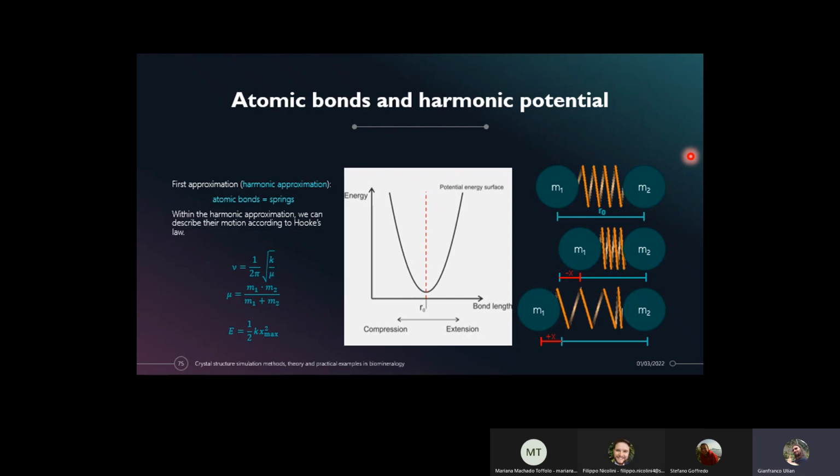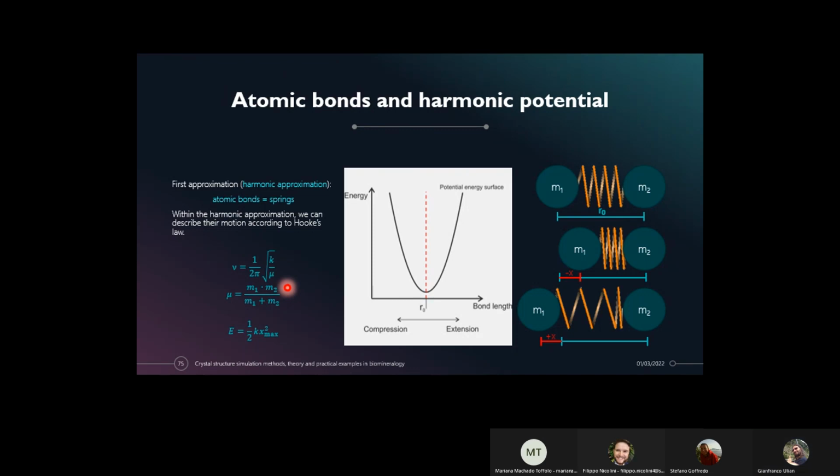And as a first approximation, the so-called harmonic approximation, we can say that the atomic bonds between two atoms are the springs that connect these two masses. And we can describe it by Hooke's law. So the frequency of oscillation is directly proportional to the strength of the spring, so the strength of the bond, and inversely proportional to the mass connected.